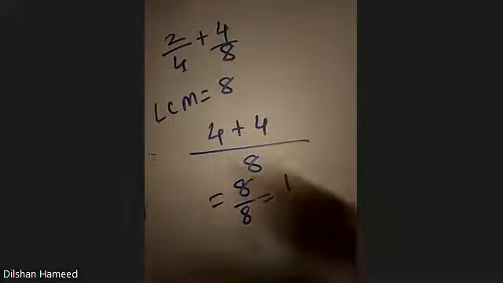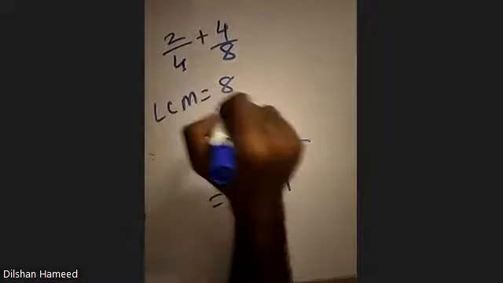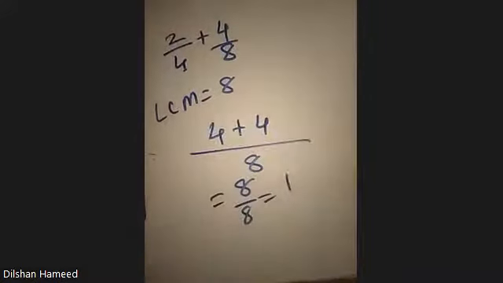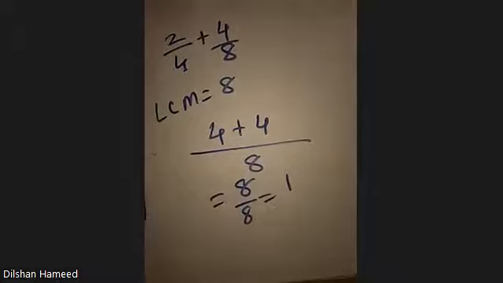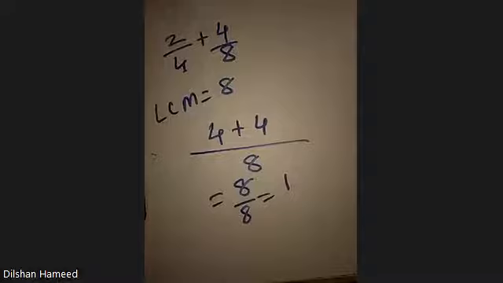You don't multiply 8 and 4 together. Sometimes you can get complex figures. You may not get the correct answer sometimes. So do the LCM, and 8 upon 8 should be the answer, which is you get answer as 1. Okay. Then go to the next step.